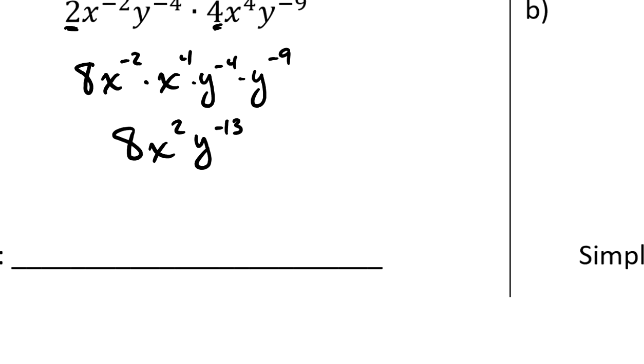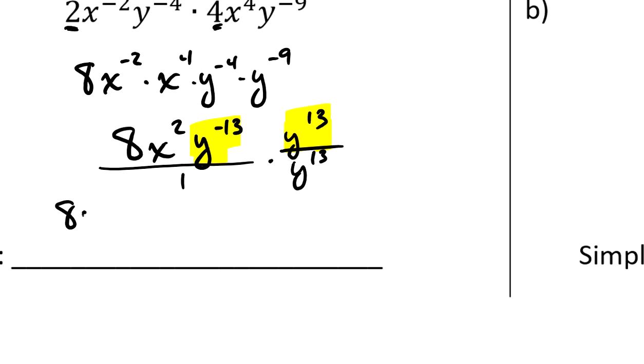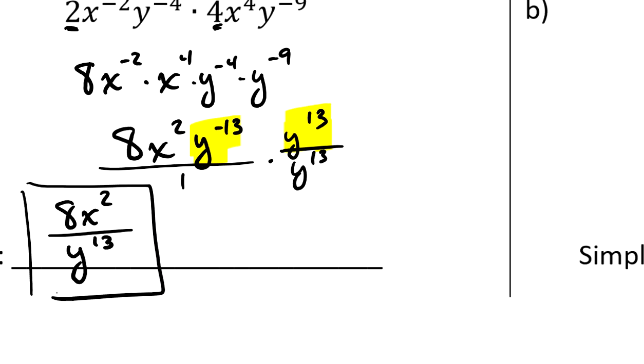And the tool that I keep going back to is if I multiply this fraction times y to the positive 13th over y to the positive 13th, I don't change the value at all because I'm only multiplying by the number 1. In my numerator, when I multiply y to the negative 13th times y to the 13th, that equals y to the 0 power, which is equal to 1. So in my numerator, I'm left with 8x squared. And on my denominator, I have 13 factors of y, or y to the 13th power. So that's my answer for part A.